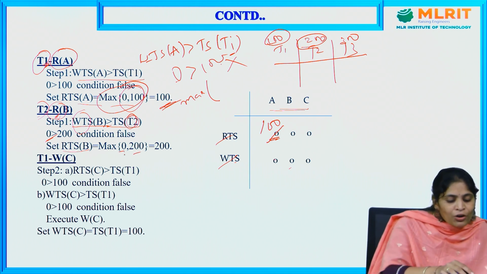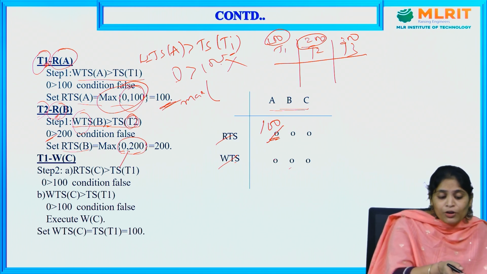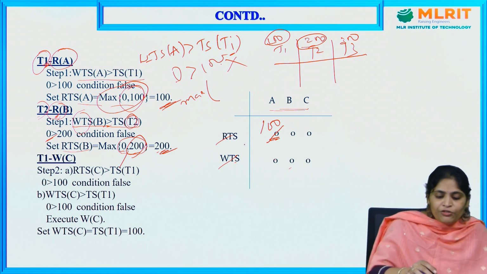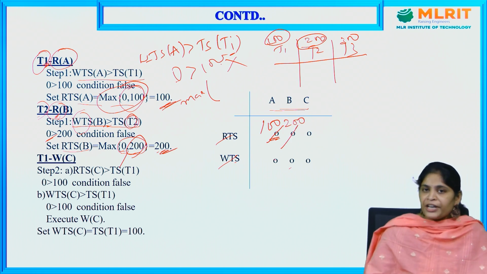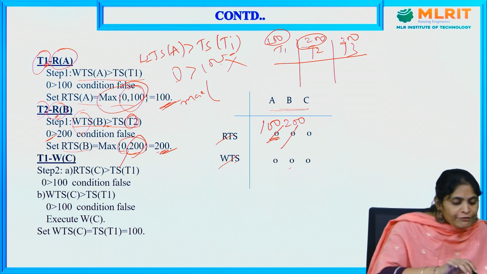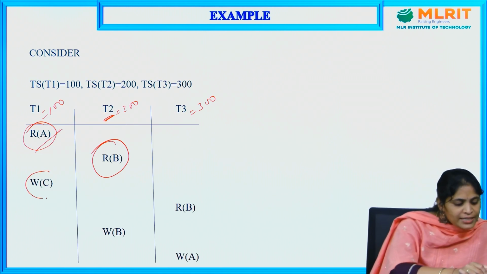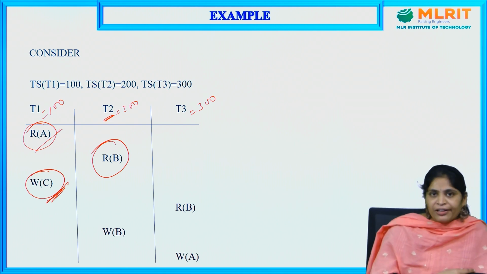So, what is the maximum value of 0 and 200? What is the maximum value of these two? 200. So, this will be updated as 200. RTS of B will be updated as 200 now. Okay. Now, let us consider the third one. What is the third transaction? Here, W of C, write transaction.